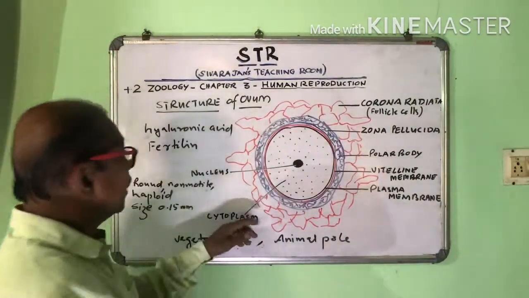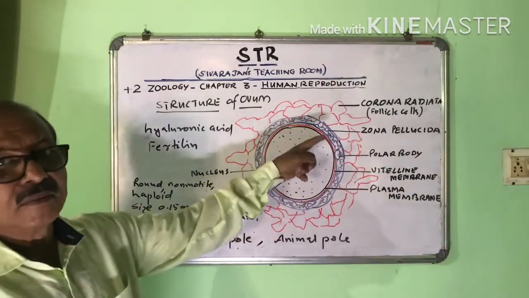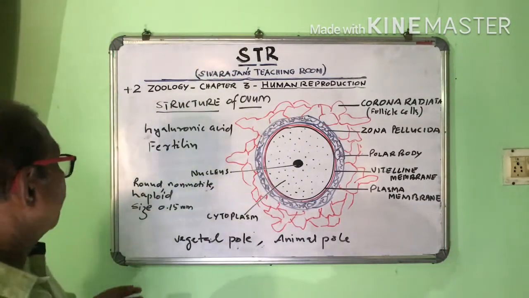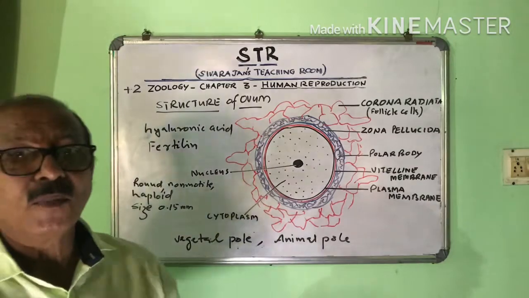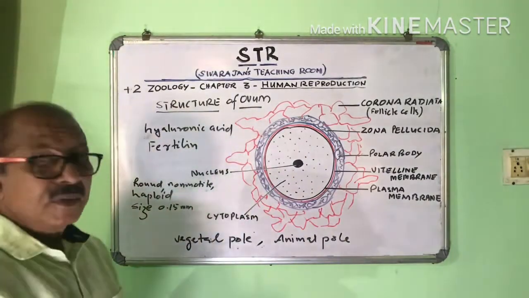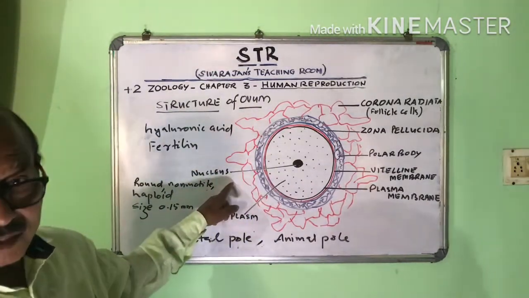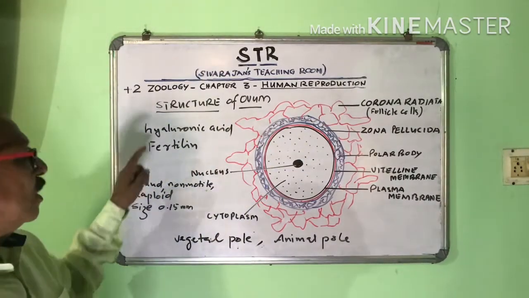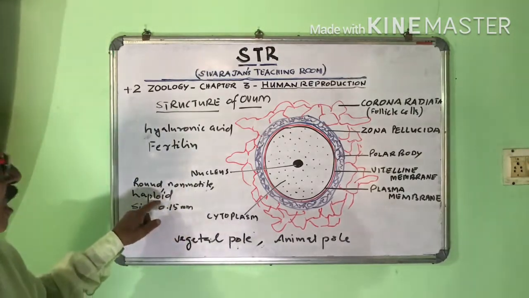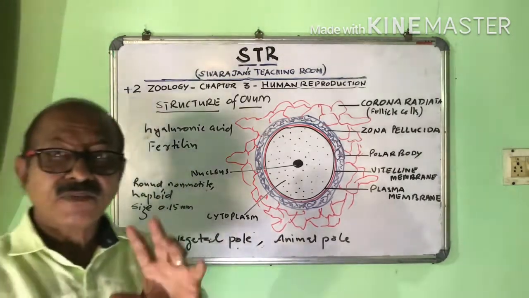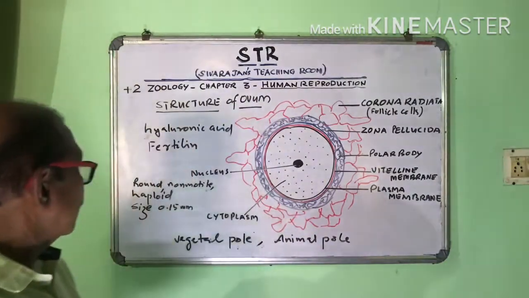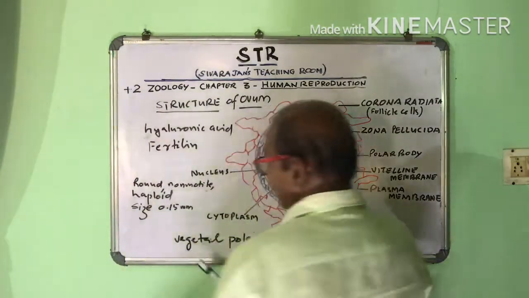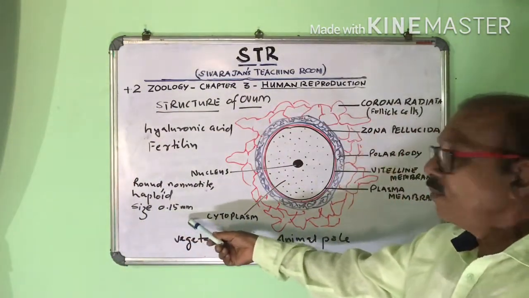See, the ovum is round in shape. Rather, it is globular. We can say round or we can say globular in shape. It is non-motile. It cannot move by itself. And it has a nucleus which is haploid. So the egg or the ovum is round in shape, non-motile, and haploid. And what is the size of the ovum? The ovum has a size of 0.15 millimeter.